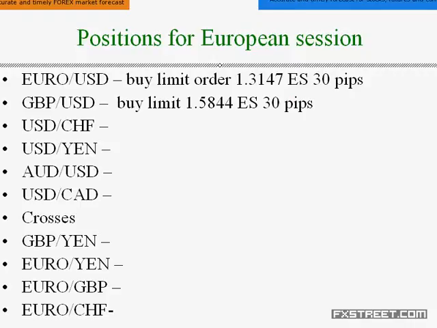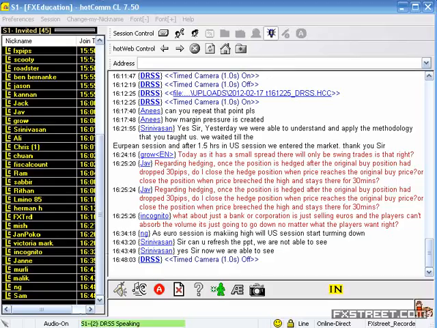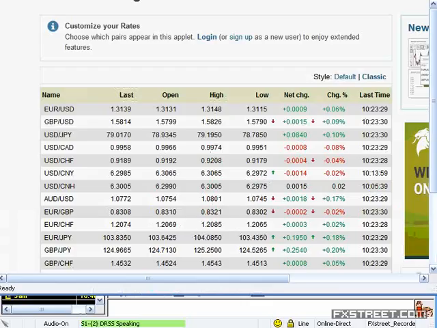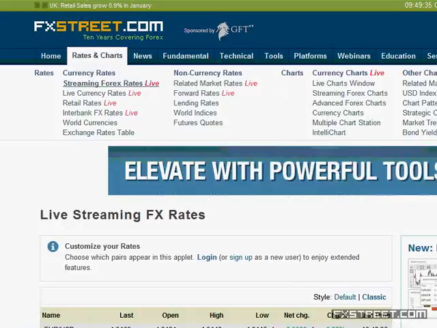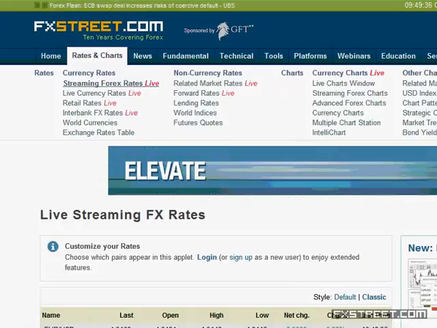So let me minimize the PowerPoint presentation and try to keep the camera focused over the live market code page. Again, it is getting loaded, and meanwhile I'll try to answer the questions which are asked here.